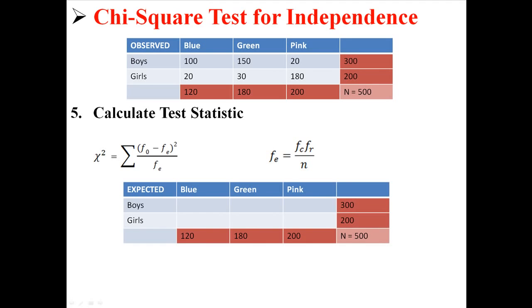So for example, let's say we wanted to find how many boys are expected to have chosen blue as their favorite color. We take the column total for blue, which is 120, and multiply it by the row total for boys, which is 300, and then we divide by the total number of subjects, which is 500. And we find out that in this sample, we would have expected 72 boys to choose blue as their favorite color. And then we can continue that to get the expected values for all 6 cells.